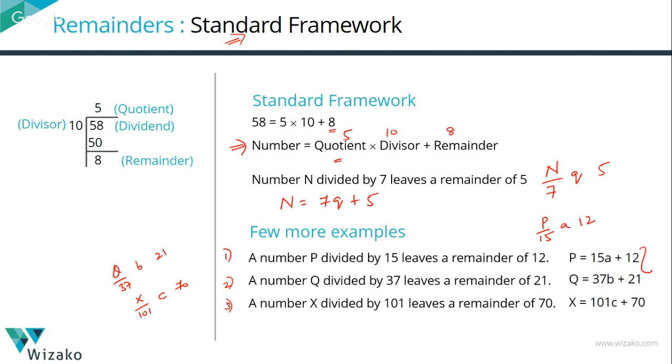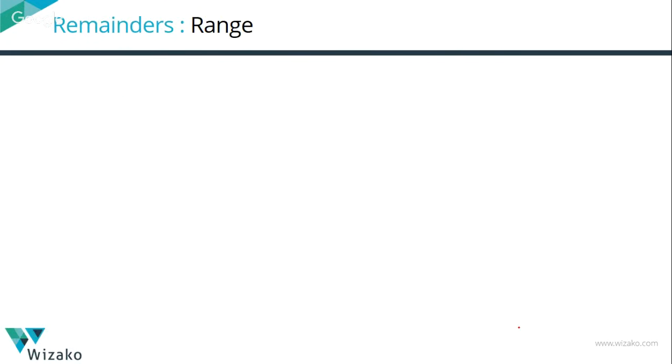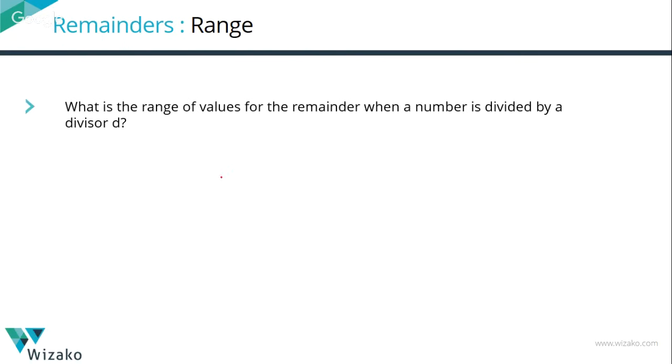So get conversant with this entire idea. You'll find that a lot of questions on divisors and remainders actually become very easy once you're able to write it in this form. Now that while we are at remainders, let's get some more clarity on the range that the remainder can take. What is the range of values for the remainder when a number is divided by a divisor d? Let's just go with the example that we had.